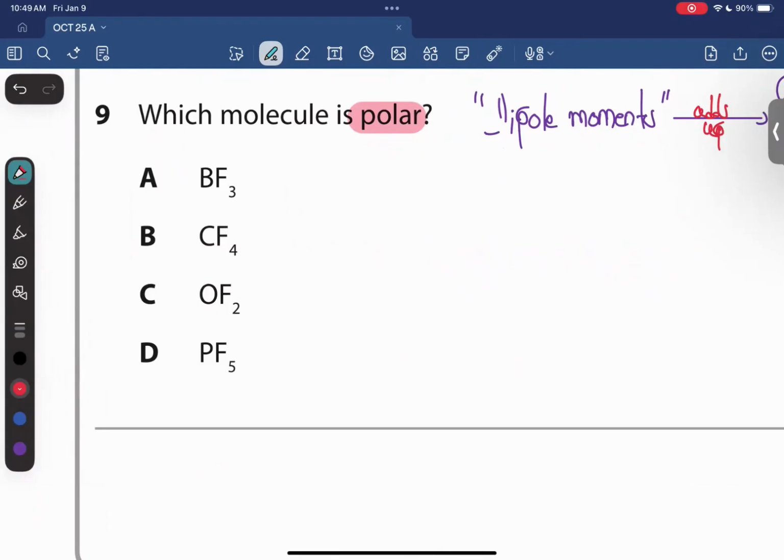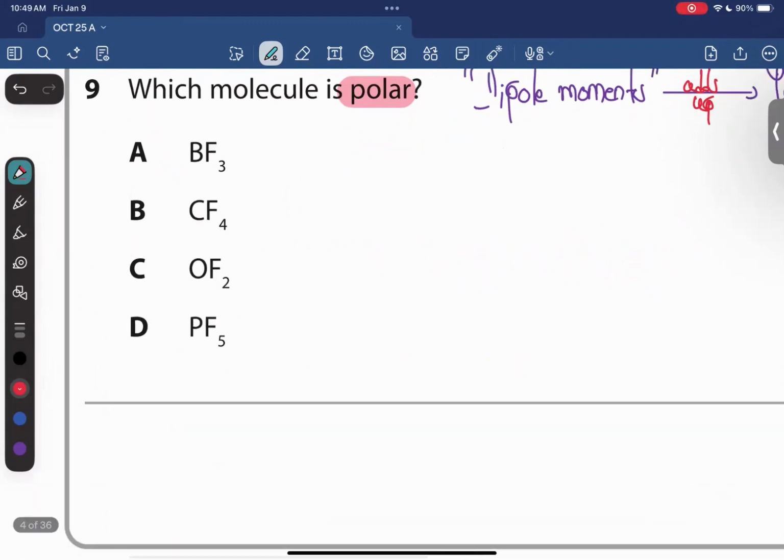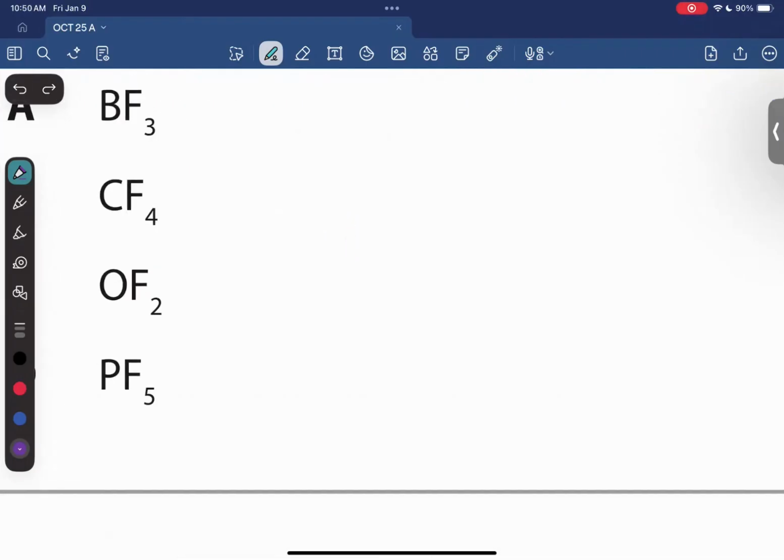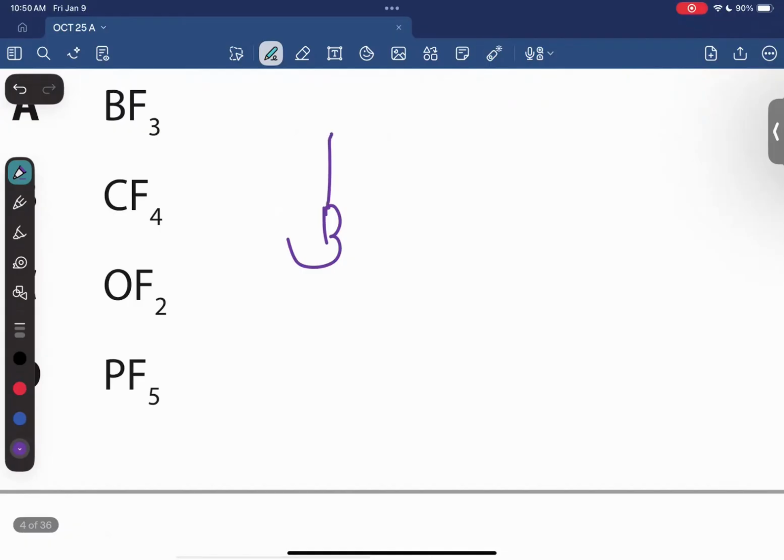So for BF3, boron is in group 3, right? Boron is in group 3, so it has 3 bond pairs. So this is going to have a structure of trigonal planar, okay? So for boron, the structure is going to be trigonal planar.